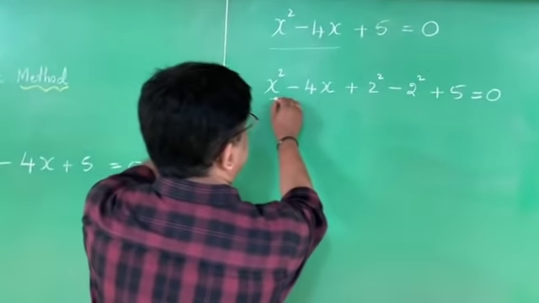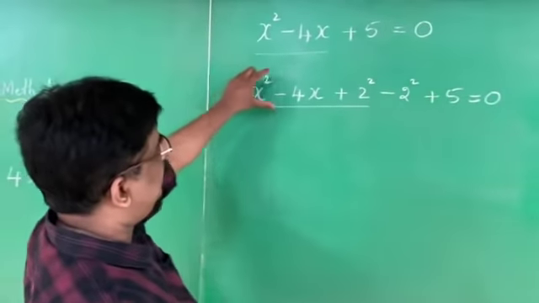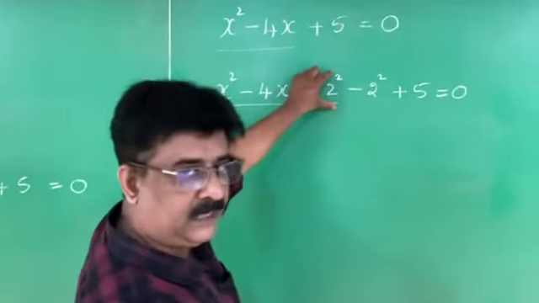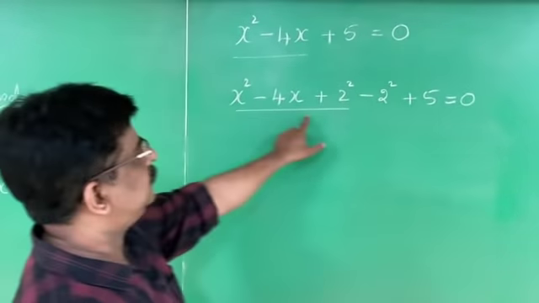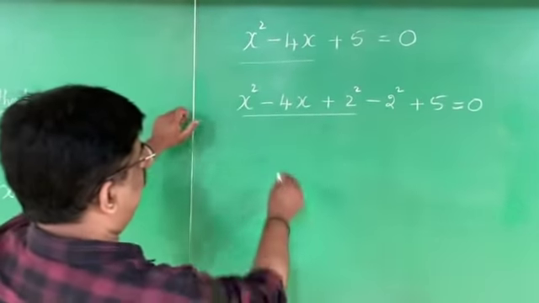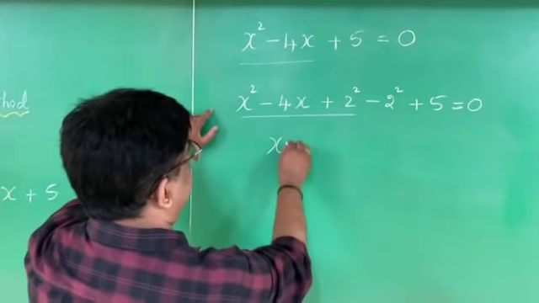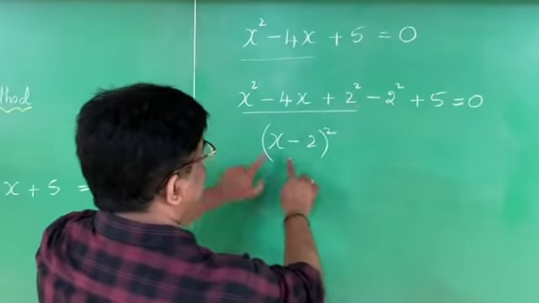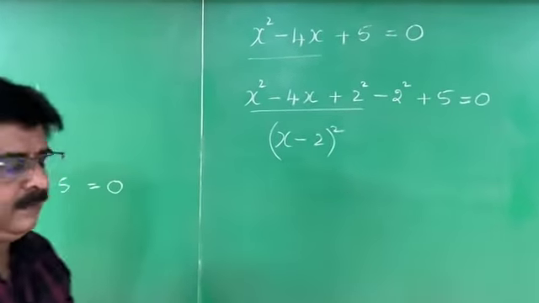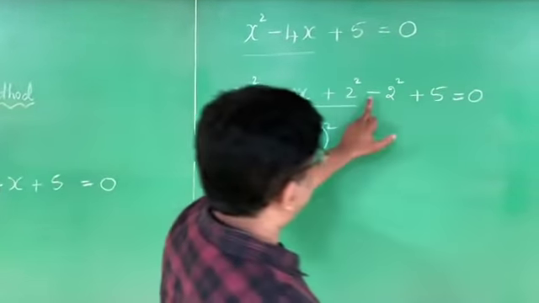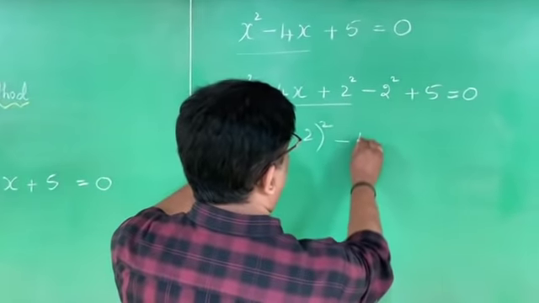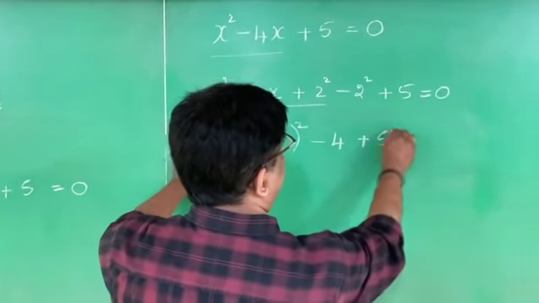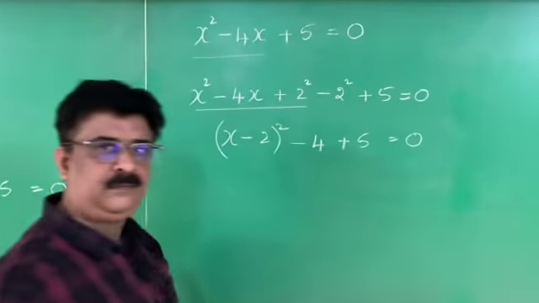Now, consider the first three numbers, x square, x and the constant. It is in the form of a minus b whole square. A minus b whole square can be written as x minus 2 whole square. This complete part becomes x minus 2 whole square. Then the remaining part, what is this? Minus 4 plus 5 is equal to 0.